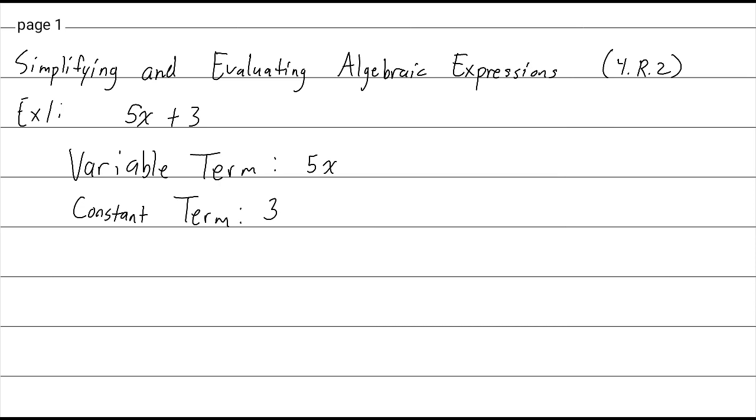But a variable term has 2 parts. It has the first part, which is called the coefficient. That's the number part, so in this case 5. And it has the actual variable, which in this case is x. Okay, so a coefficient is the number that's in front of an x or a y or any other letter or any other variable. Okay, so there we go. We have terms, variable terms, constant terms, coefficients, and variables. Okay, let's go on to another example.